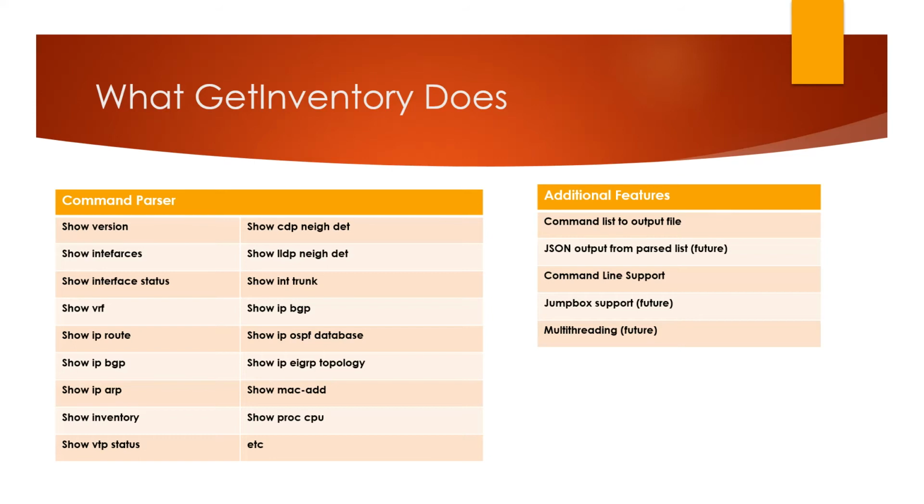So talking about what GetInventory does, the biggest thing that it does, over on the left side, is the command parser functionality. You see a list of commands here. There's a handful more commands, and probably by the time you even read this, there will be even more commands that are added. But for almost every one of those commands, there's either a tab in the spreadsheet or the data is included on the main tab.